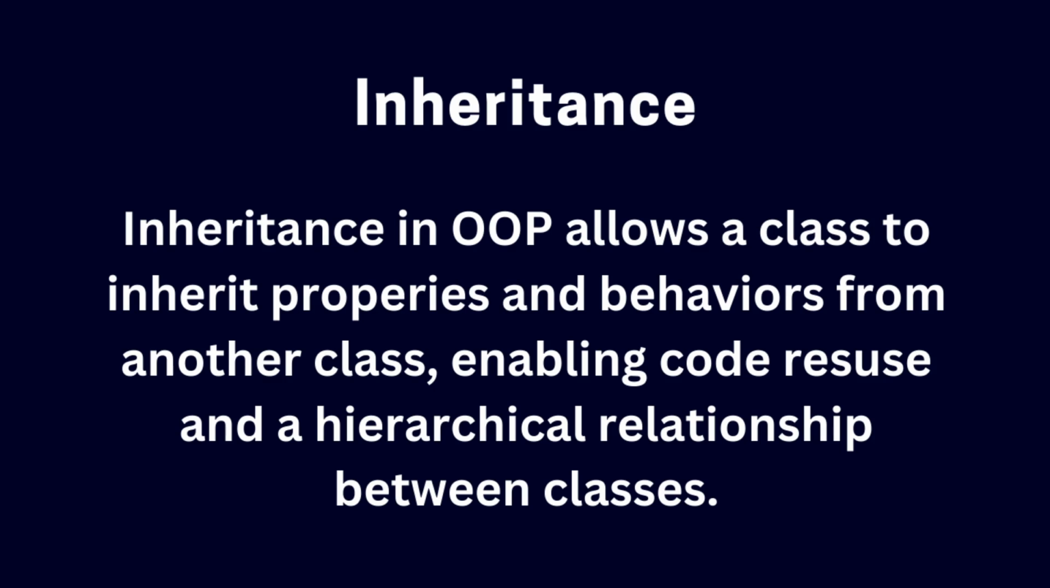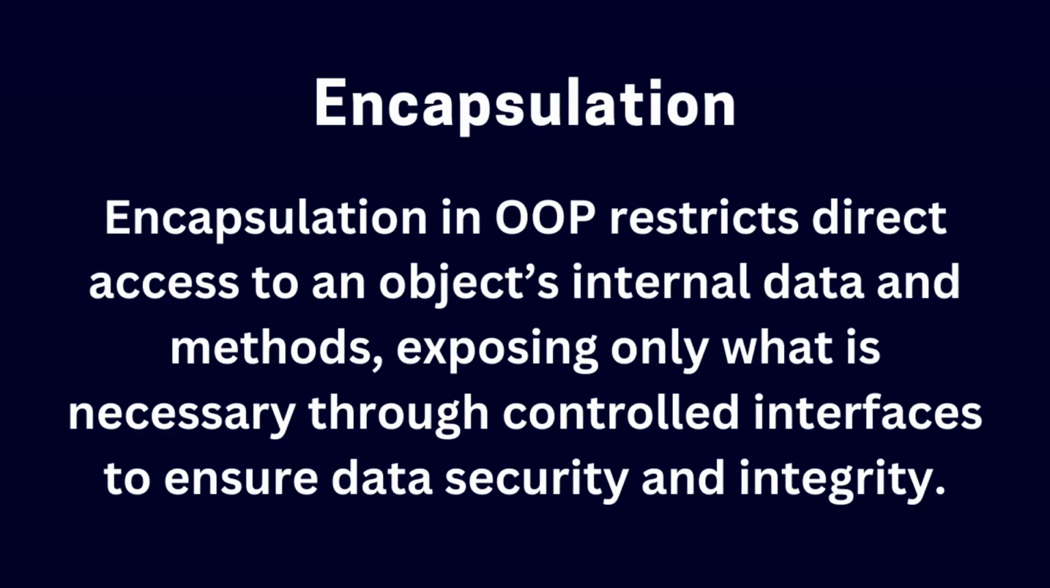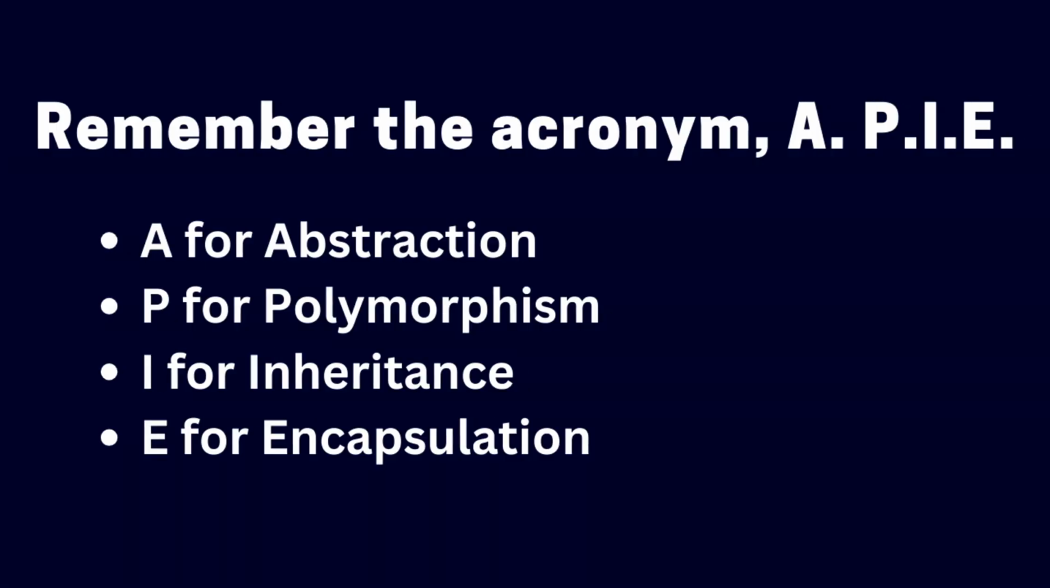This reduces code duplication and promotes reusability and makes it easier to maintain consistent design across your application. Encapsulation. Encapsulation combines data and the methods that manipulate it into a single, self-contained unit, referred to as an object. By restricting direct access to this data, encapsulation ensures better control, security, and reduces the risk of unintended interference. These four principles, abstraction, polymorphism, inheritance, and encapsulation, can be remembered using the acronym API.